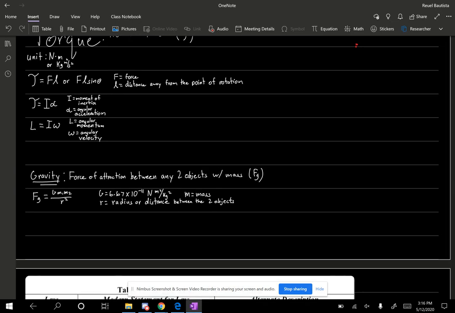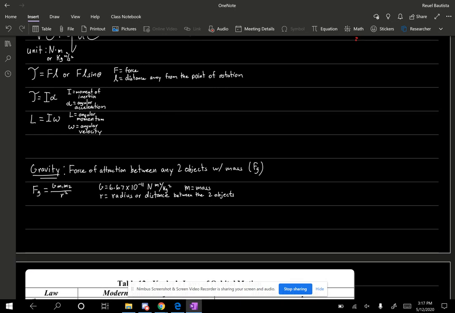So next is the moment of inertia equation, right? Torque is equal to the moment of inertia times angular acceleration. This is kind of similar to force is equal to ma, except in the rotational context.